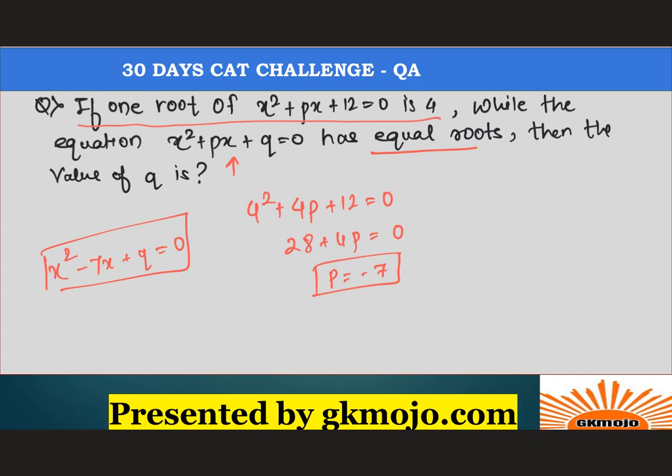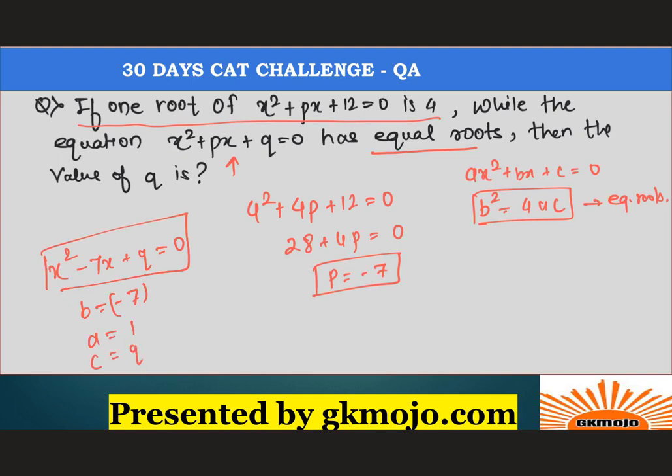Now when a quadratic equation, that is ax square plus bx plus c, has equal roots, then b square is equal to 4ac. As simple as that. This is the condition for equal roots. I hope you all know this. So just picking up over here, what is b? B over here is minus 7, a is 1 and c is q. So b square is equal to 4ac, that is 49 is equal to 4 into 1 into q. And the value of q comes out to be 49 by 4, and that is your correct answer. All right, this is your correct answer, guys.